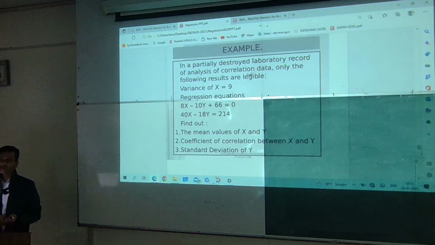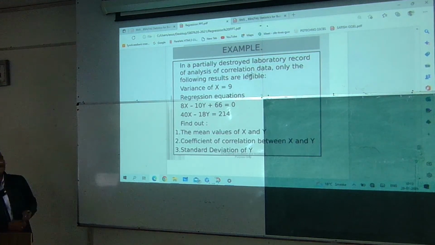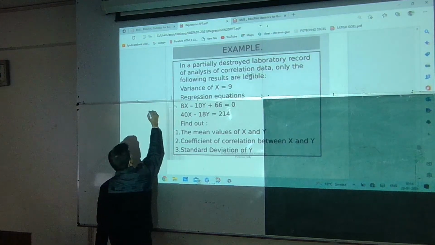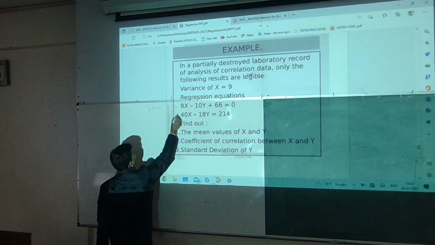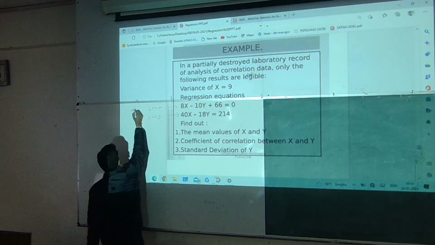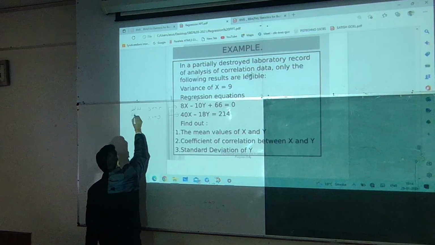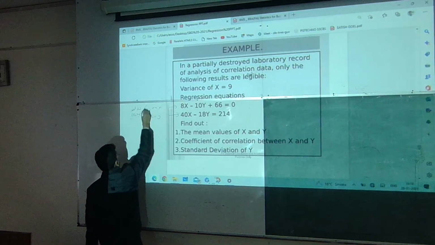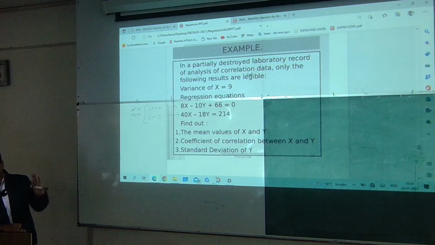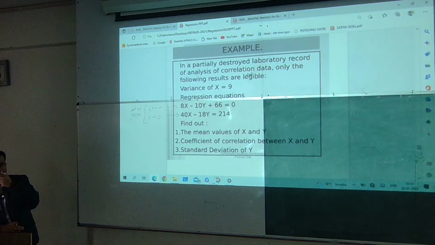Okay. So let us assume that the first equation is y on x and this is x on y. ये आपने assume कर लिया. Once you assume this, you can find the bxy and byx. How would you find bxy and byx now?